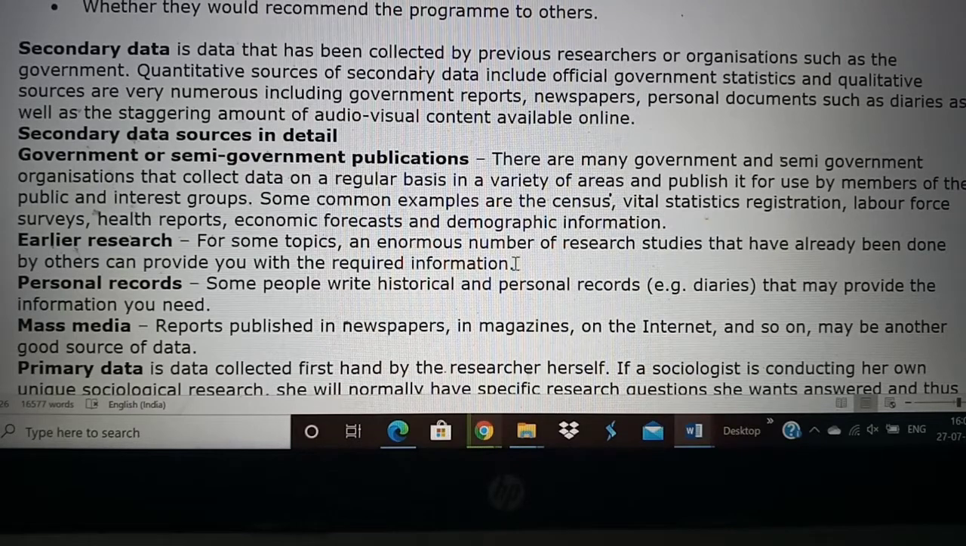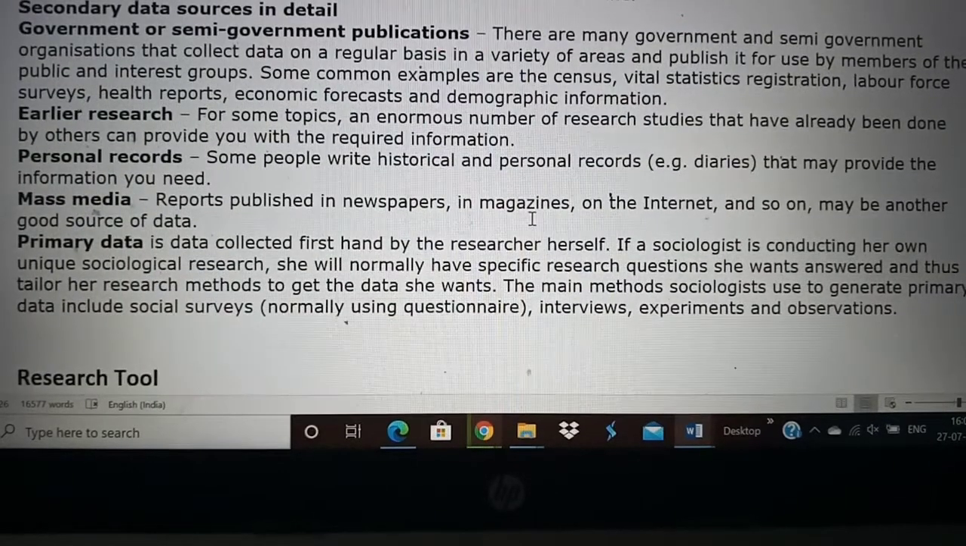Let us see the secondary data sources in detail. First is government or semi-government publications. Every now and then the government publishes data regarding birth and death, regarding diseases, regarding coronavirus, regarding leprosy, how many new leprosy patients were diagnosed in a particular year, and of that number, how many were grade 1 disability, how many had grade 2 disability, how many of them were children, how many of them were males and females. So all this information is available from the government database.